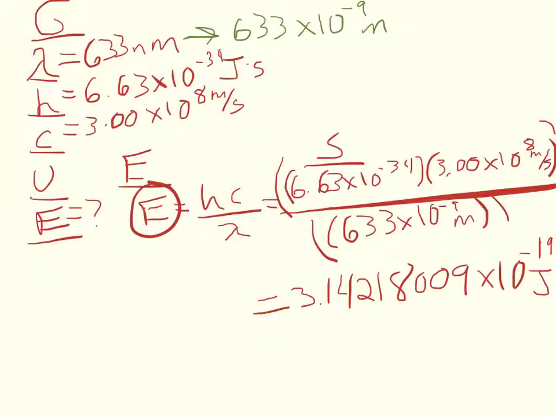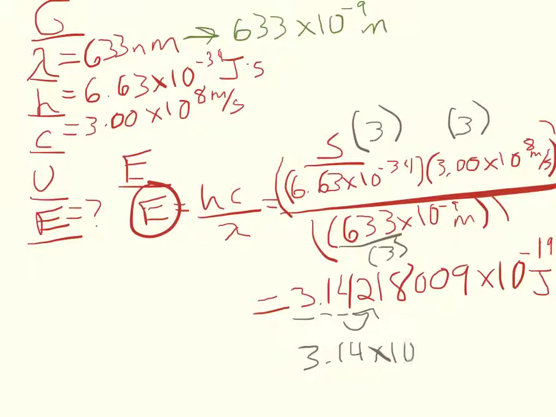So we're going to go back and look at our sig figs. Planck's constant had 3, speed of light had 3, and most importantly, the wavelength, the only thing they really gave us, had 3. So 3, 3, 3, the smallest out of all those is 3, so we count 1, 2, 3. The 4 looks at the 2, so it's going to stay the same. So we have 3.14 times 10 to the negative 19th joules, and that would be your answer in this case.